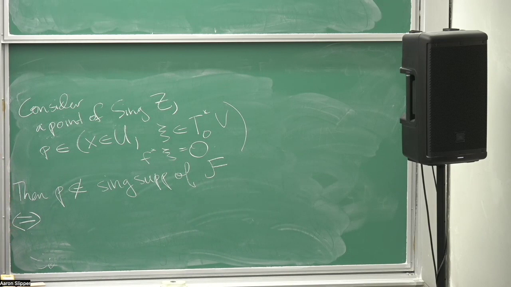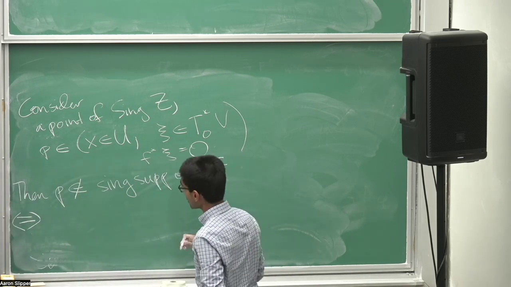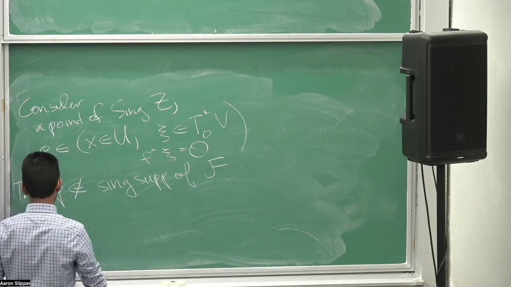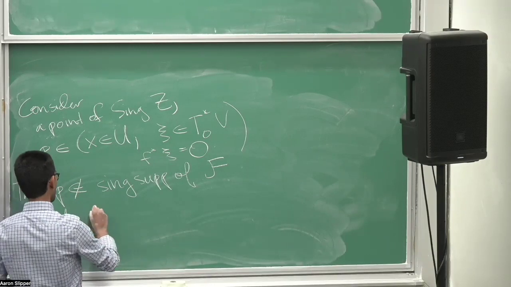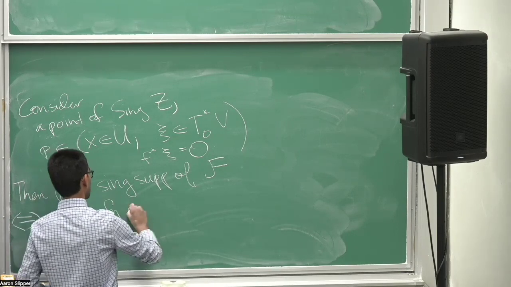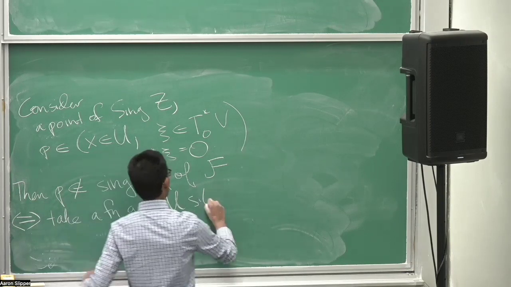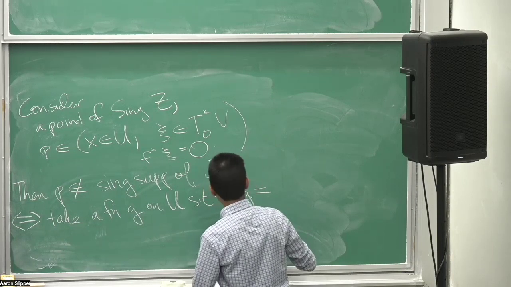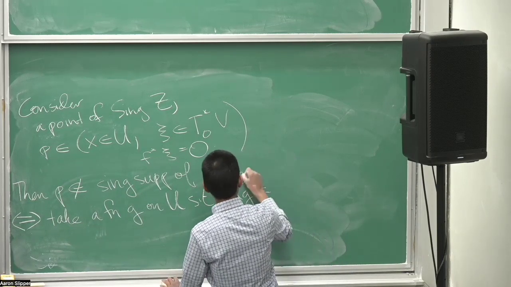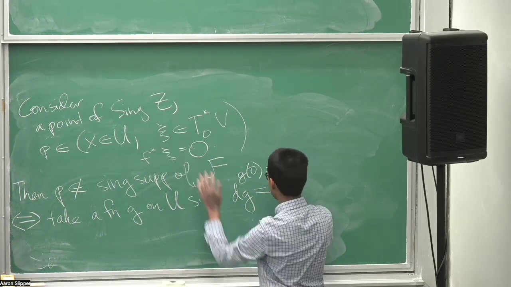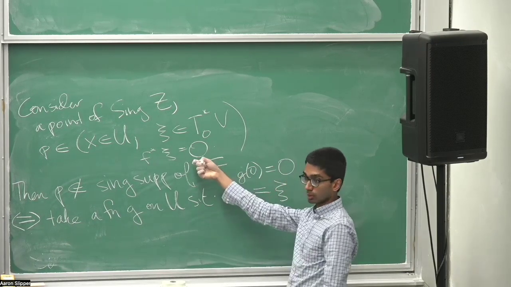Okay, so there's a characterization of the singular support of F, which is a subset of Sing of Z, and you can say what it means to not be in the singular support. Explicitly, take a function G on U such that G of 0 is equal to 0, and the differential of G at 0 is equal to this ξ.